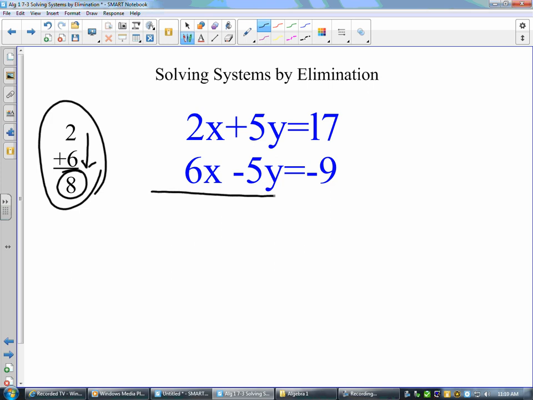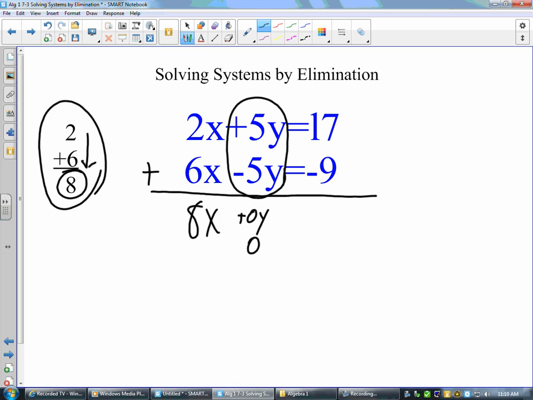Now, what's nice is if I take this and I add these two together, 2x's plus 6x's equals 8x's. Likewise, a plus 5y and a minus 5y ends up being 0 y's. And 0 times y is just a 0, and so the whole thing is gone. 17 minus 9 is 8. So my equation turns out to be 8x equals 8, and one of my variables is eliminated.